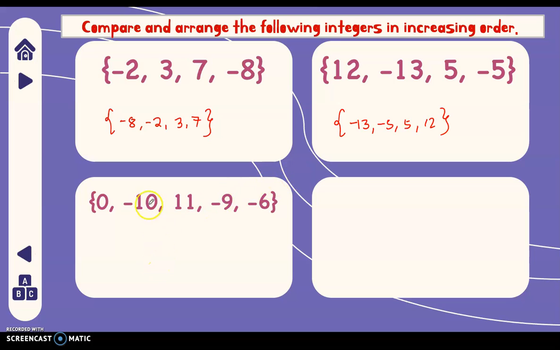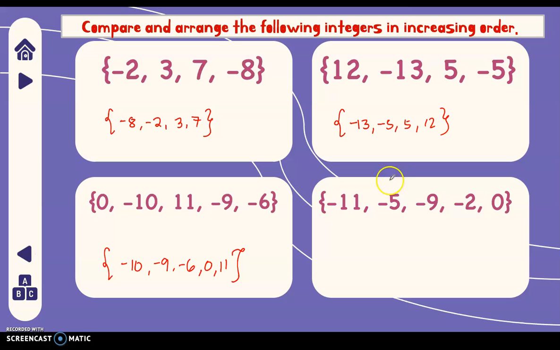Next, we have here -10, -9, -6, 0, and 11. And last, we have -11, -9, -5, -2, and then 0. So that's how you arrange it in increasing order.